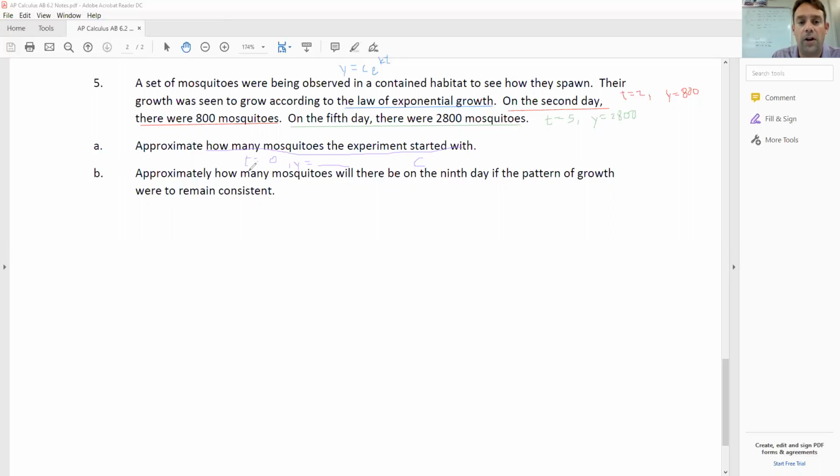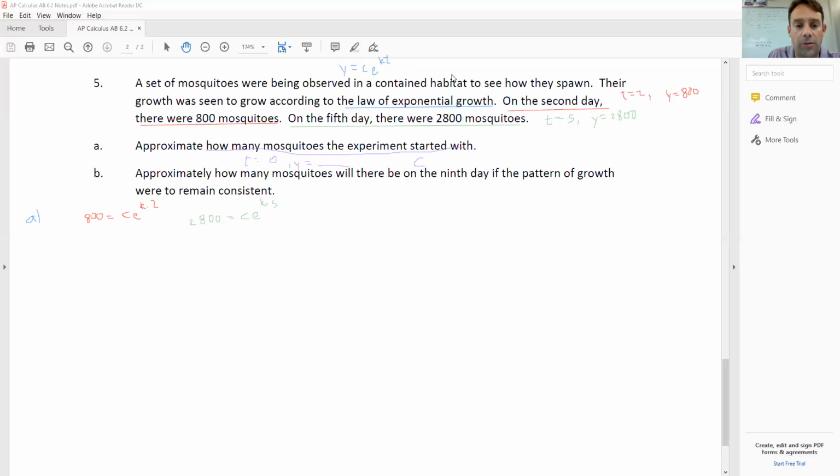So let's take our values and let's set up 2 equations. So here on part A, 800 equals c e to the k times 2. And then we have the other equation, 2,800 equals c times e to the k times 5. We're doing part A here.